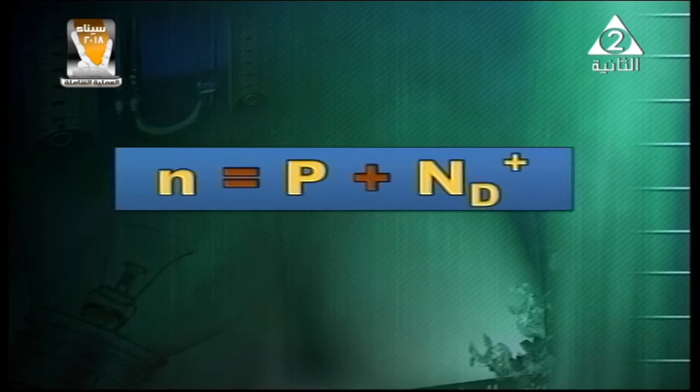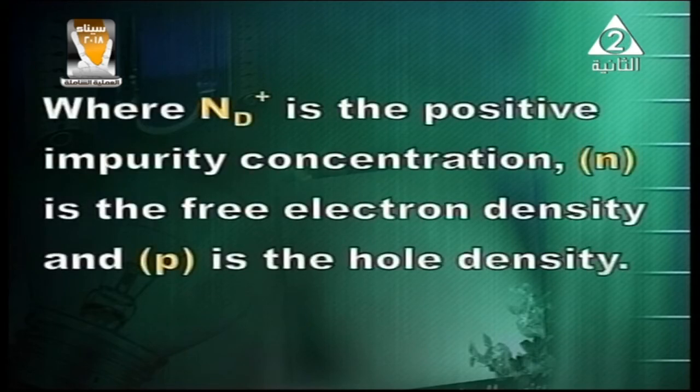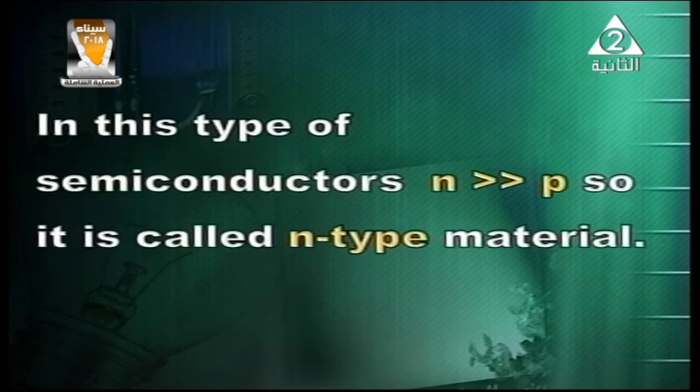So n, small n, denotes number of free electrons. p, number of positive holes, and Nd positive is the concentration of the donors. So once again, Nd positive is the positive impurity concentration. Small n is the free electron density. p is the hole density, or the number of positive holes. In n-type material, n is much greater than p. Number of free electrons is greater than number of positive holes. That is why it is called n-type material.